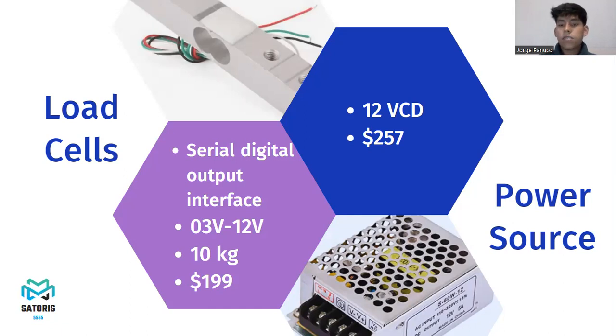Then we have our power source that is going to be feeding all of our project with electrical power. It works with 12 volts of direct current, and it has a cost of 257 pesos.